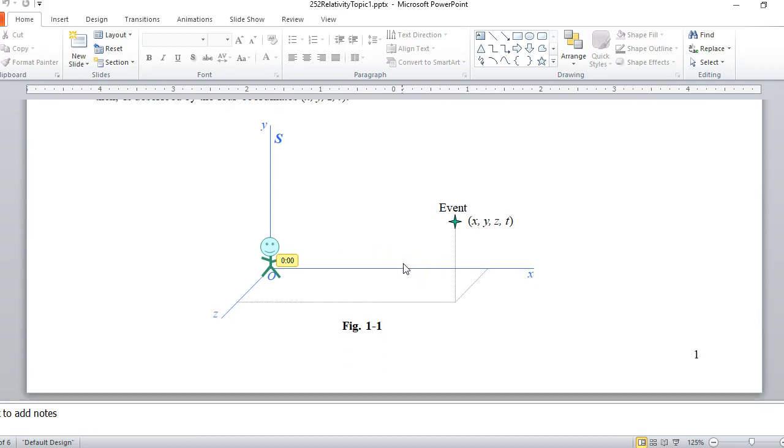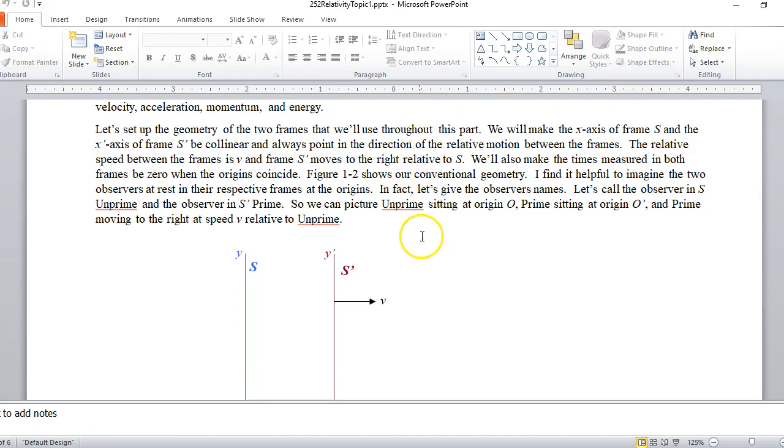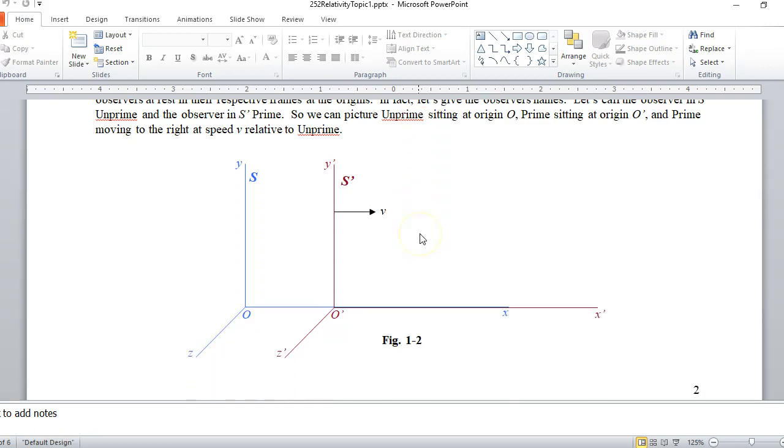Now what I want you to imagine is that there's another observer moving relative to the first observer. That observer that's moving relative to the first has his or her own frame of reference. And you can see that right down here as we've indicated. We're going to call that frame that's moving relative to the first frame, frame S prime. So there's going to be a set of X prime, Y prime, Z prime axes, and then a clock measuring time T prime.